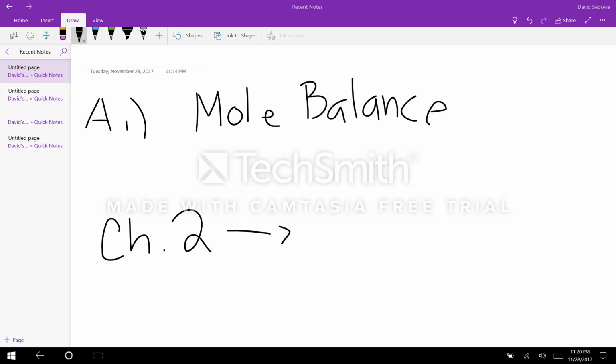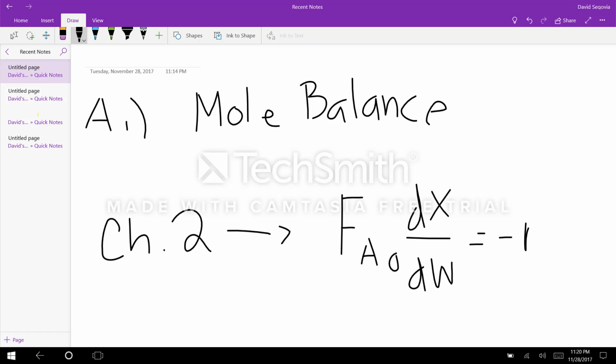Now that we have stated the problem, we can start with part A of the problem, which states to write the mole balance of our reaction. If we recall from chapter 2, the mole balance for PBR can be written as FA naught dX over dW, which is equal to the rate law in terms of A, which in our case is in terms of methylamine.